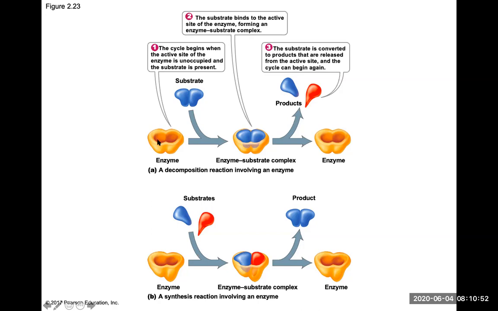So an enzyme has a little active site right here where a substrate will bind to form an enzyme-substrate complex. It'll help the reaction proceed more quickly, so we get products out at the end. Here's a decomposition reaction where it decomposes the substrate into 2 products. And a synthesis reaction involves an enzyme that takes 2 substrates, a beginning product, puts them together, and forms an end product.